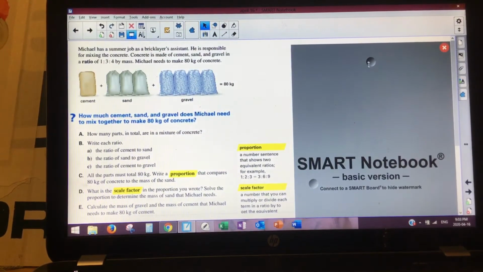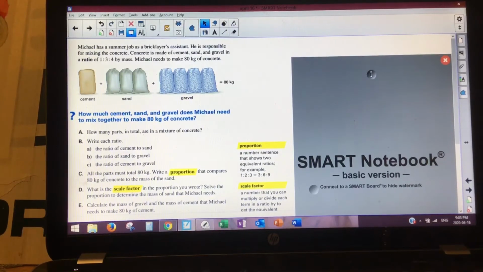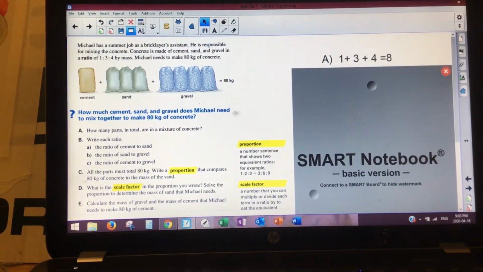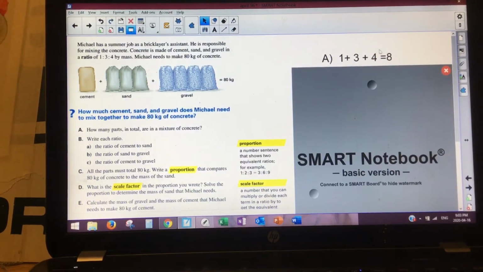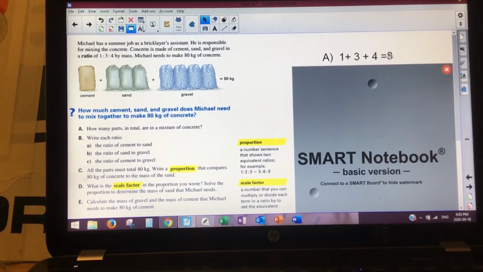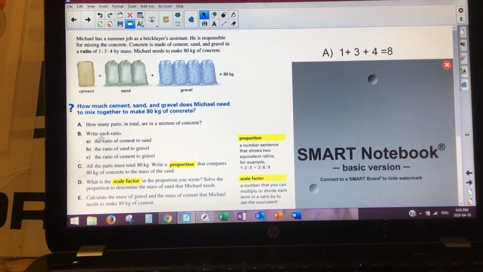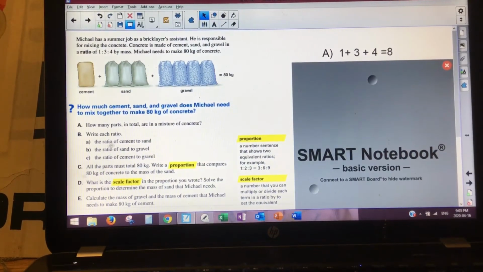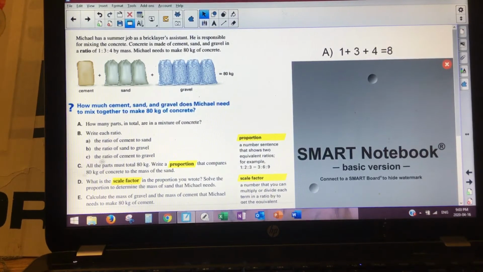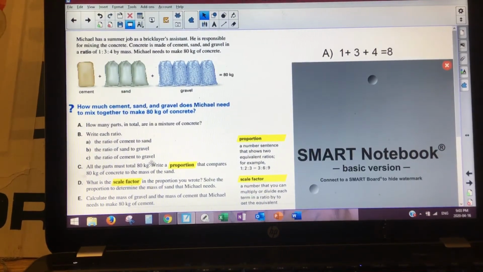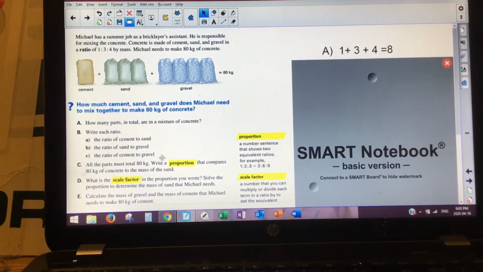Okay, you're back with me. What you should have had down, well, 1 part cement, 3 parts sand, 4 parts gravel. So there's 8 parts in total. Okay. B, write the ratio. A, write the ratio of cement to sand. B, the ratio of sand to gravel. C, the ratio of cement to gravel. So again, pause it. Let's take the answers up.